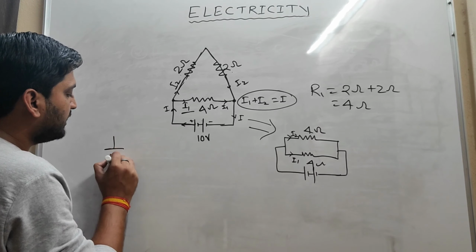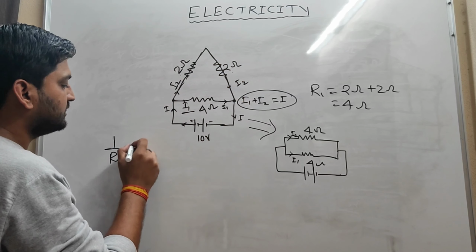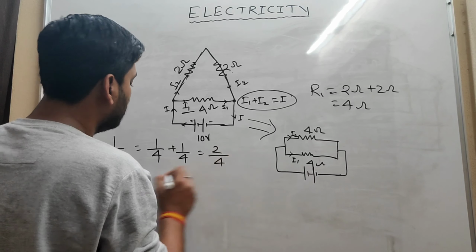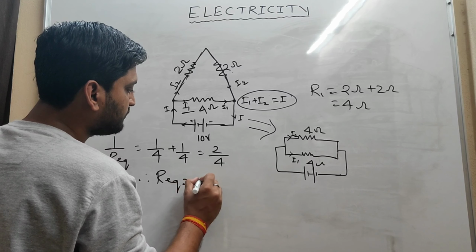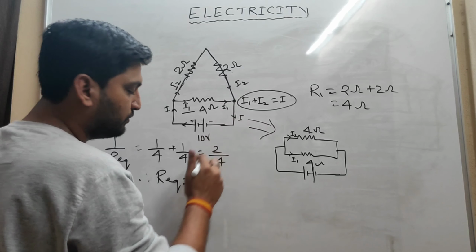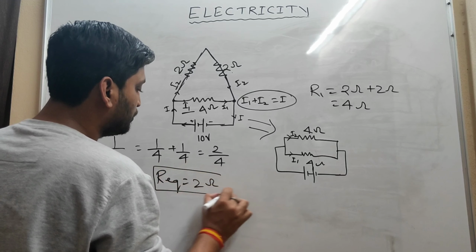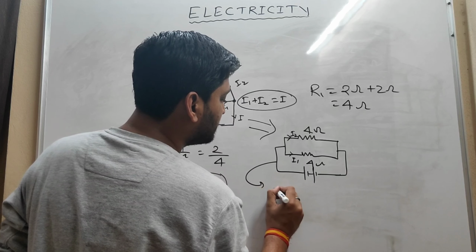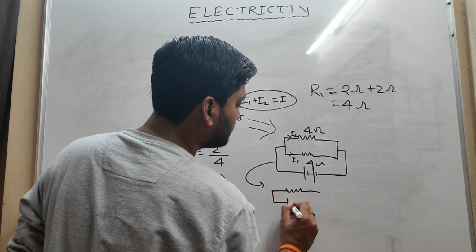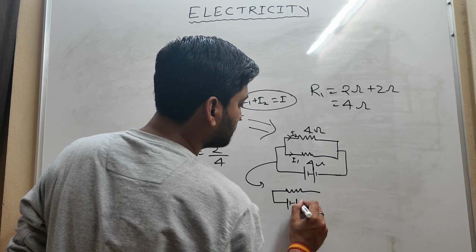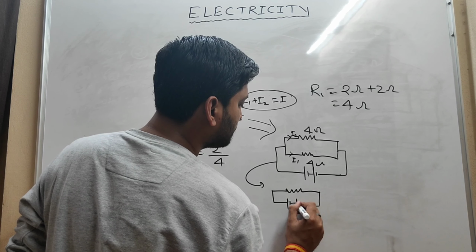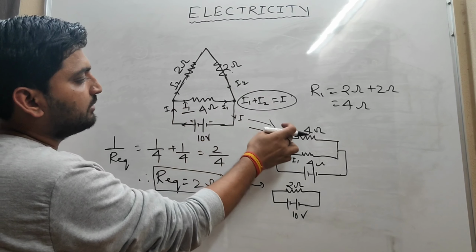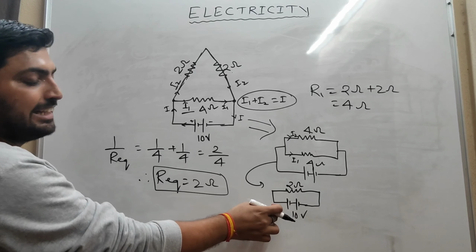Now the equivalent of these resistances will be 1 by 4 plus 1 by 4, which is equal to 2 by 4. Therefore R equivalent will be the reciprocal, 4 by 2, which is 2 ohm. So the total resistance of this circuit will be 2 ohm. We can change this circuit again like this: 10 volt, and this is 2 ohm. This circuit is first converted into this and again into this. This is the equivalent circuit.